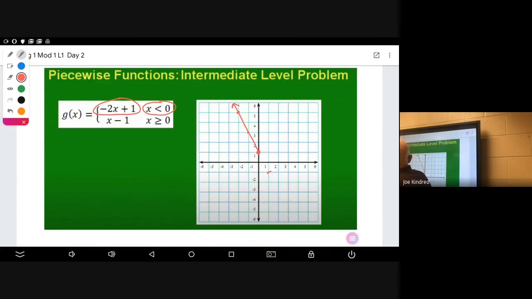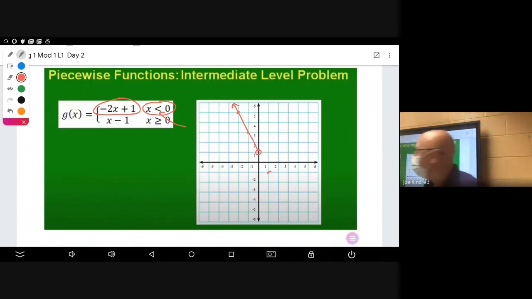Now because this is not equal to, we have to go back and change that to an open circle. That has to be an open circle. So the first part, we graph it like a regular line. We notice that x is less than 0, so we have to have an open circle. And everything to the left of 0 is that red line right there. And that's the first part of the piecewise function, g of x.